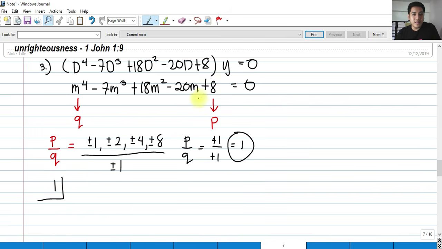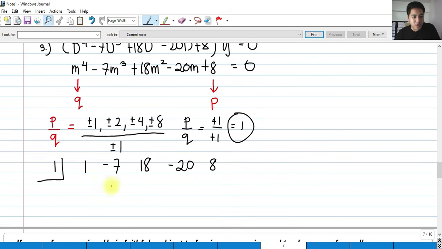We will be dividing this whole equation by 1. So we're going to get the coefficient of each term. For the m raised to 4, we have 1. For the m cubed, we have negative 7. For the m squared, we have 18. For the m, we have negative 20. And for the constant term, we have 8.